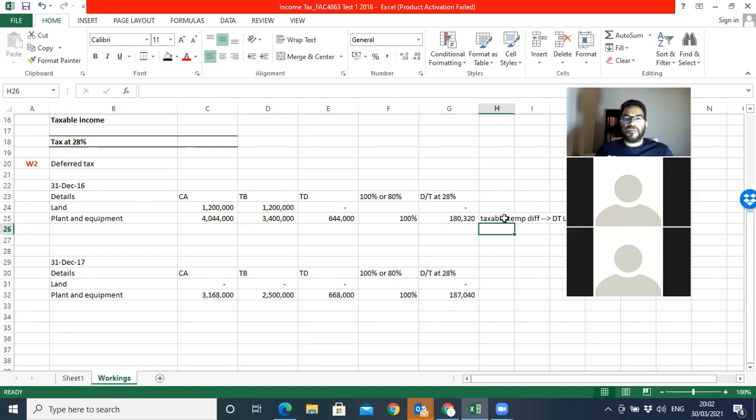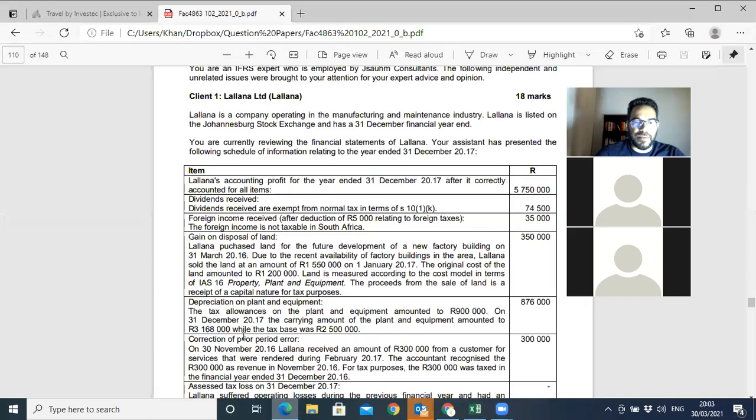And the way you think about it is all about the future tax consequences. What does accounting expect the future tax consequences to be, and what will the actual future tax consequences be? If what they expect is less than the actual, then it is a liability. If what they expect is more than actual, then it is an asset. So just remember that. Let's move on to the next line item.